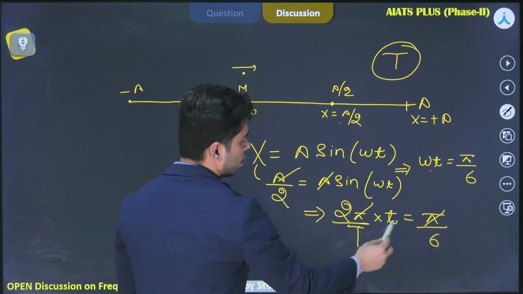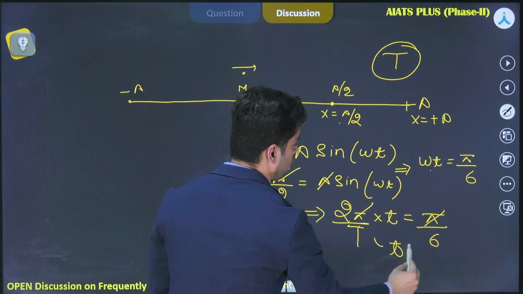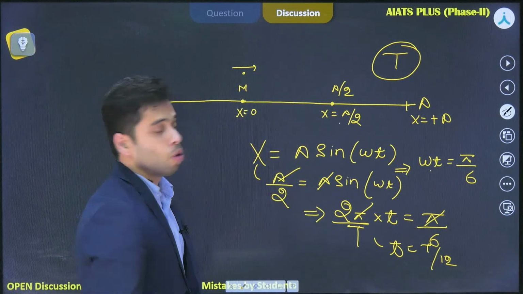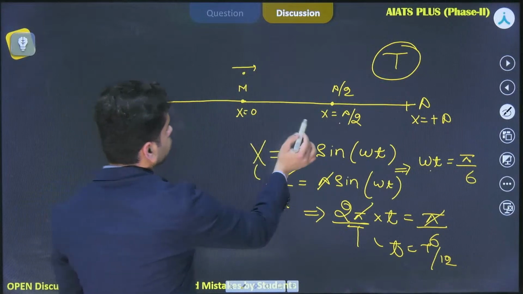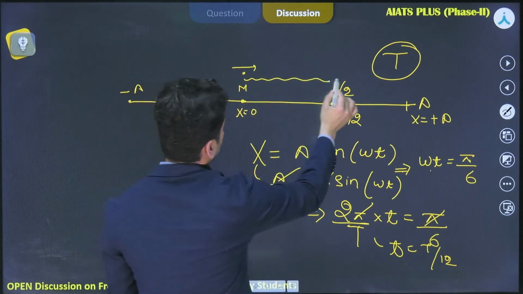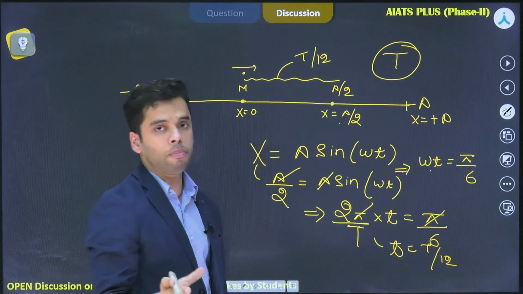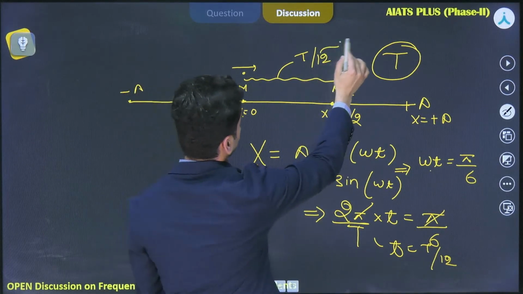So pi and pi cancel, and from here you can see that this small t is coming out to be equal to T by 12, which means that from x equal to 0 to A by 2, the time taken is T by 12. So you have got your time T1. This time T1 is equal to T by 12.